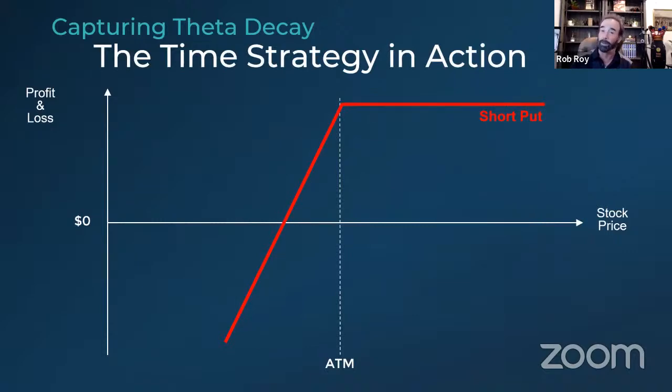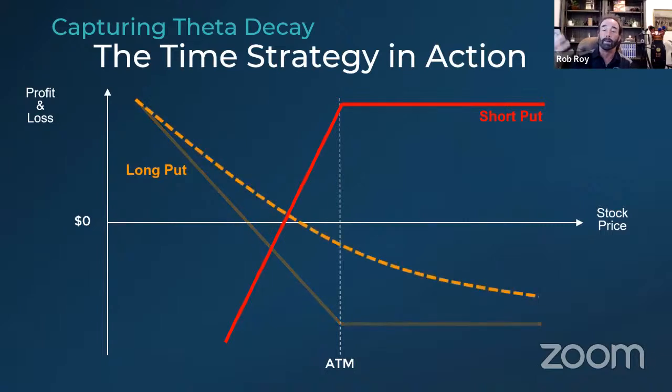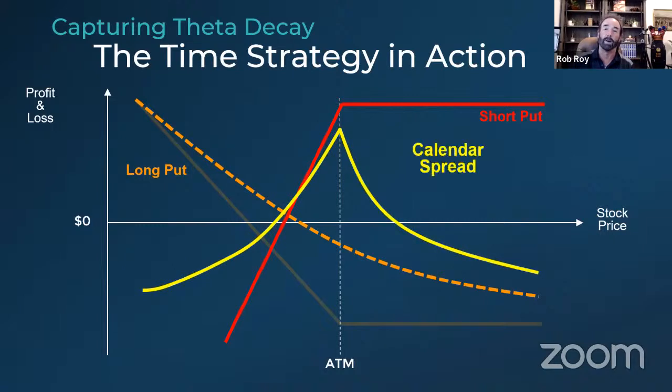So let's take a look at the time strategy in action here. We use puts most of the time. Why? Because we all know stocks move down faster than they move up. So when a stock has a drop, they're going to spike the volatility in the puts more than in the calls. So we do these put calendar spreads to capture that. Buy a long put, sell a short put. So we buy the put further out in time, sell the short put. The premium that we bring in from the short put allows us to bring that graph up. So we reduce the risk on the long option due to the premium that we've brought in. And this is what a calendar spread is.